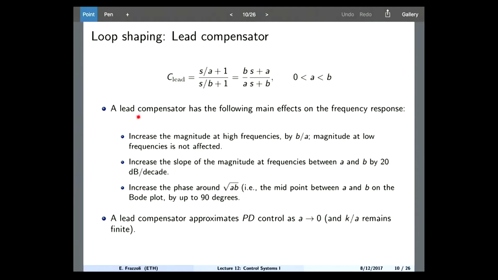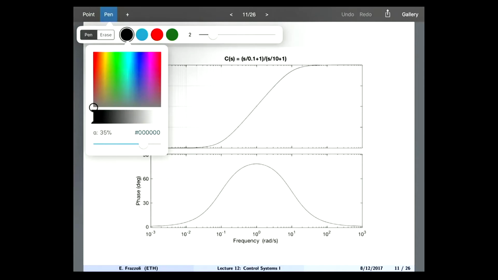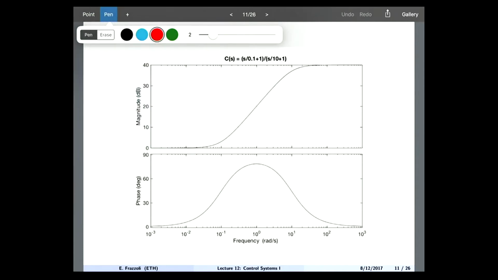So the lead compensator has the following main effects on the frequency response. Actually, let's look at what the Bode plot of the lead compensator is, okay? Remember that what we have is a 0. Let's write it here, right? So in this case, we will have, say, a 0 here, and then we have a pole. So this will be A, and this will be B. The frequency will be A and B, and we know that A is smaller than B.